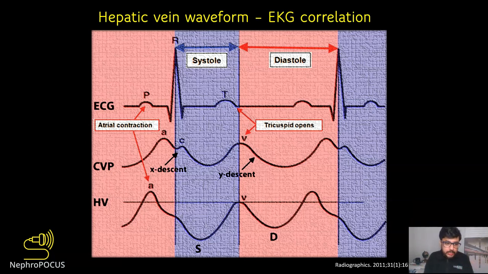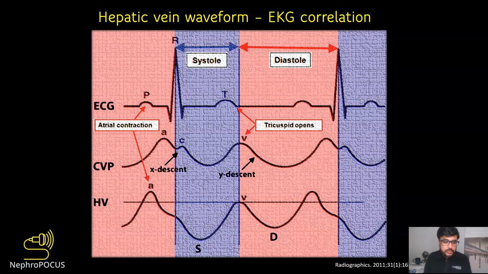Here is the relationship between EKG on top, CVP, and hepatic vein. And CVP and hepatic vein waveforms are essentially the same. The X descent and Y descent of CVP correlate with S wave and D wave. And A wave of the CVP is like A wave of the hepatic vein. And you also have this little bit of C wave in the CVP because of tricuspid closure. That's not very well seen on hepatic vein.